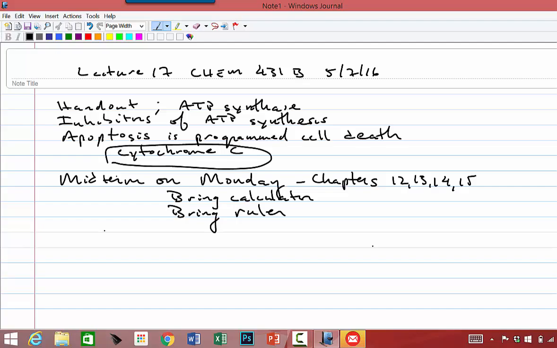I want to remind you that we have a midterm on Monday, chapters 12, 13, 14, and 15, basically where we left off for midterm 1. So all the chapters that we discussed since then. Please bring a calculator and also bring a ruler. And let's go ahead and hand out the handout so you guys have it.